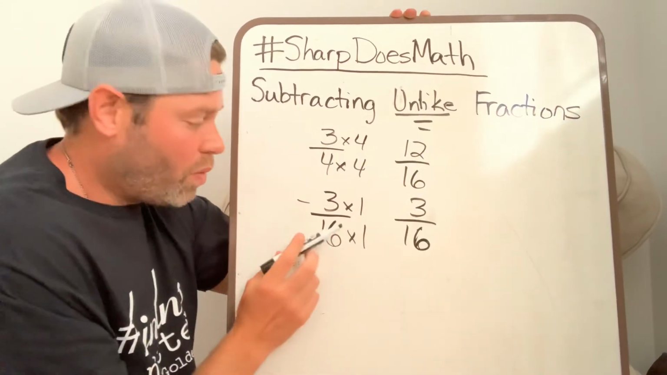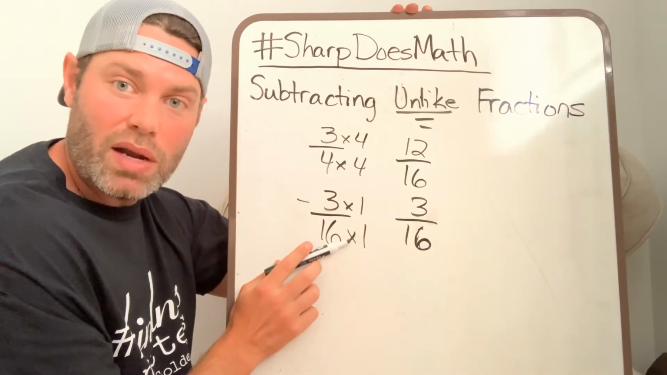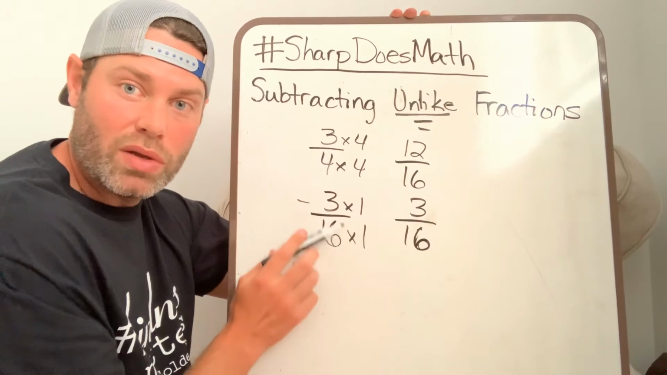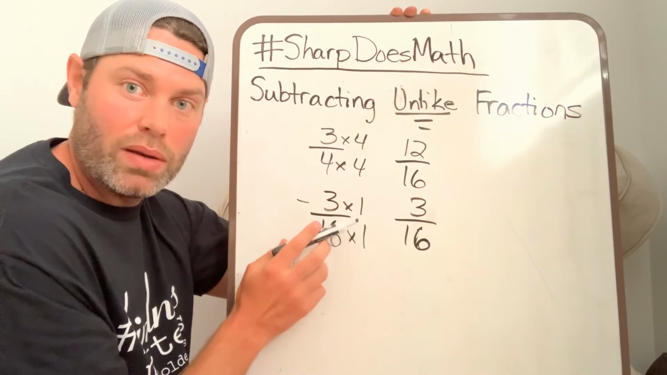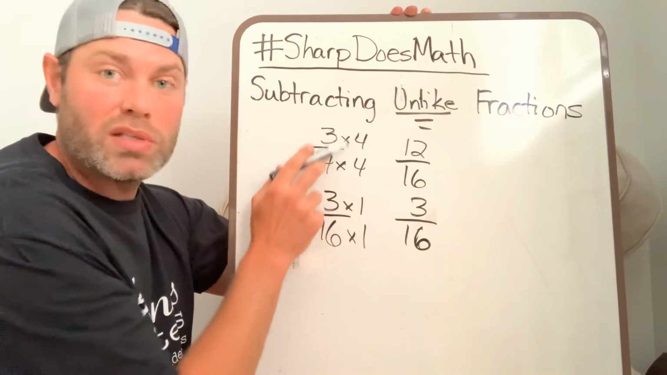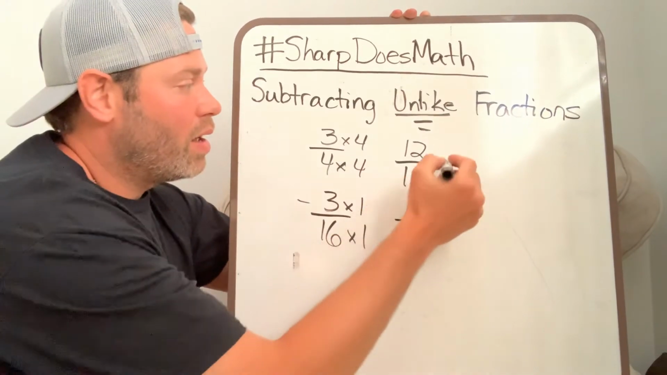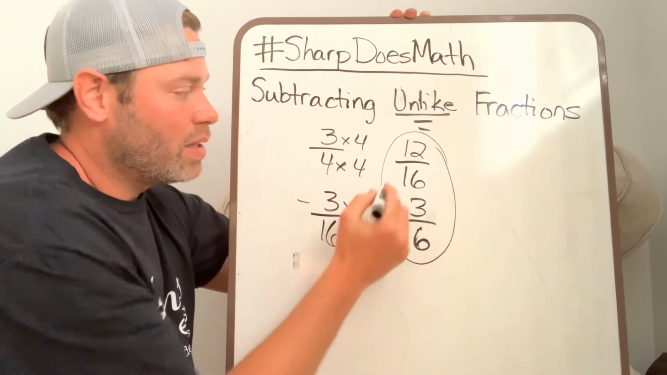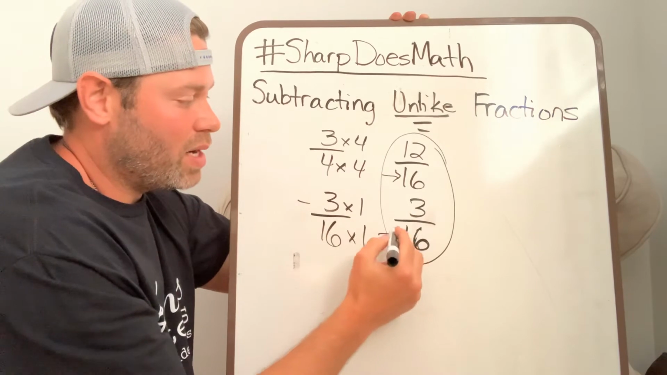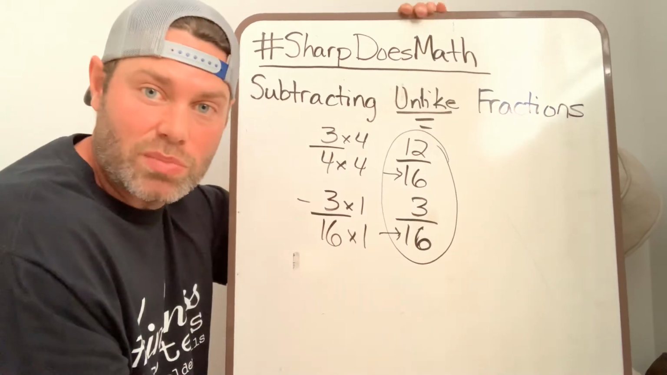Just remember, whatever you multiply by in the denominator, you have to do the same to the numerator. So in this fraction, I multiplied by 1. In this fraction, I multiplied both by 4. And that gives me the same denominator now. So now I'm ready to subtract.